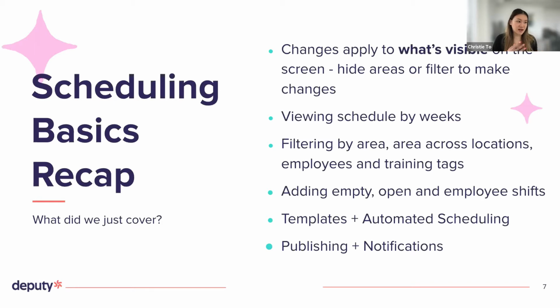We also filtered by area across locations, employees, and training tags. So these are ways to classify different folks and use whatever classifications we do have to filter through the scheduling screen. We added empty, open, and employee shifts. We also used templates and automated scheduling. And we also published shifts, and we used notifications as well to make sure that our employees know to show up to work.